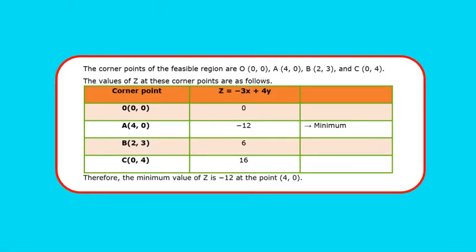Now we have to find the value of z at these points. So the value of z, that is minus 3x plus 4y, at O (0, 0) is 0, at A (4, 0) is minus 12, at B (2, 3) is 6, and at C (0, 4) is 16. So the minimum value of z is at the point A, which is (4, 0), and the minimum value is minus 12. Clear? So pause and note down the solution.